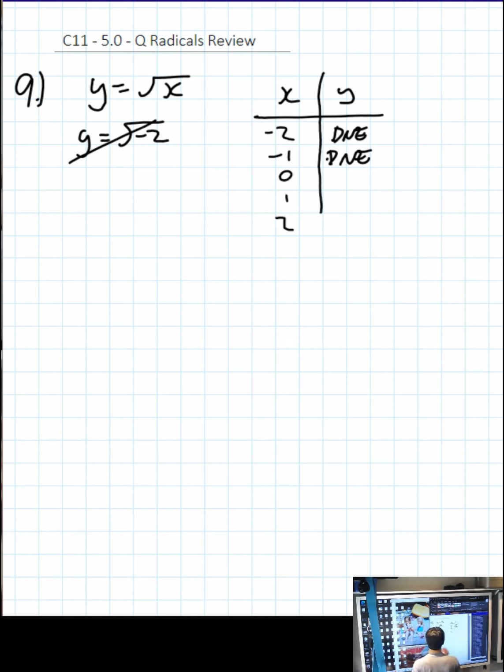So the next one will be 0. Y equals the square root of 0. The square root of 0 is 0, so we can put 0 in the table. Then we can do 1. Y equals the square root of 1, which is 1. And we can put 1 in the table.